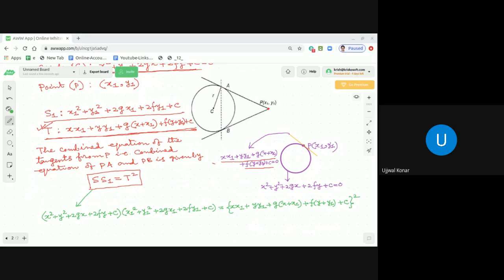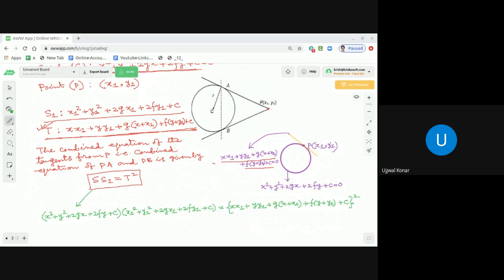Now, there is another way also you can find the combined equation of the tangents, dear students. So how? You can assume the equation of the line through P, x1 comma y1, as y minus y1 equal to m into x minus x1. You can do this. And assume let p be the perpendicular drawn from the center on this line. Then p should be equal to r.